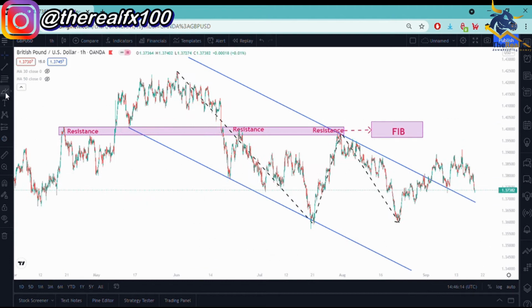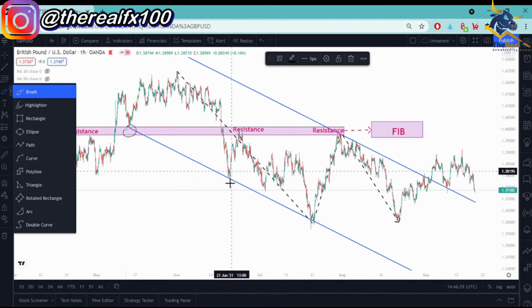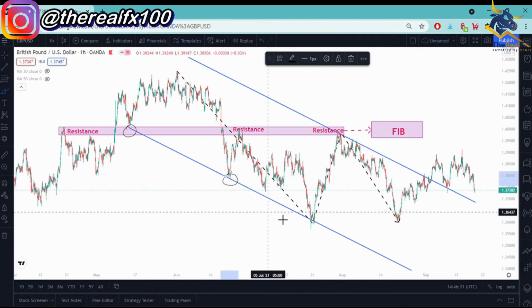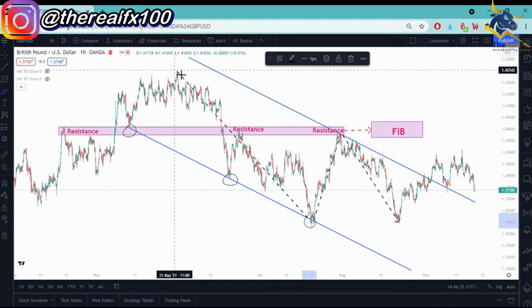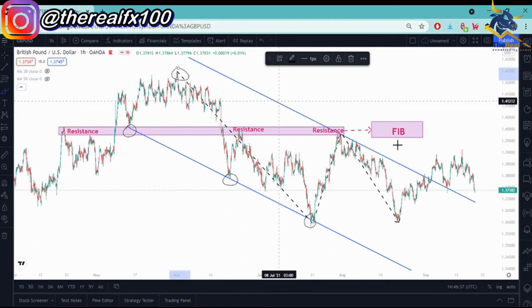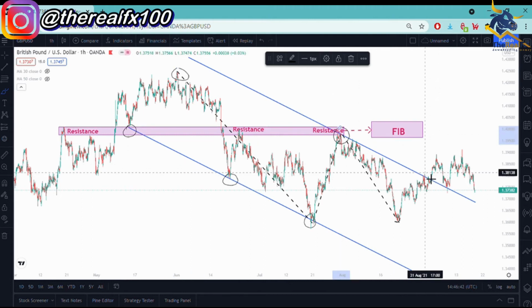All right, now the first thing that I did was I identified a trend. That is the first thing that you must do when you use Fibonacci. You see here, this is a higher low, and now this is a lower low, lower than the previous low, and this is a lower low, lower than the previous low. This is a high, and then this is a lower high, lower than the previous high, and this is a lower high, lower than the previous high.